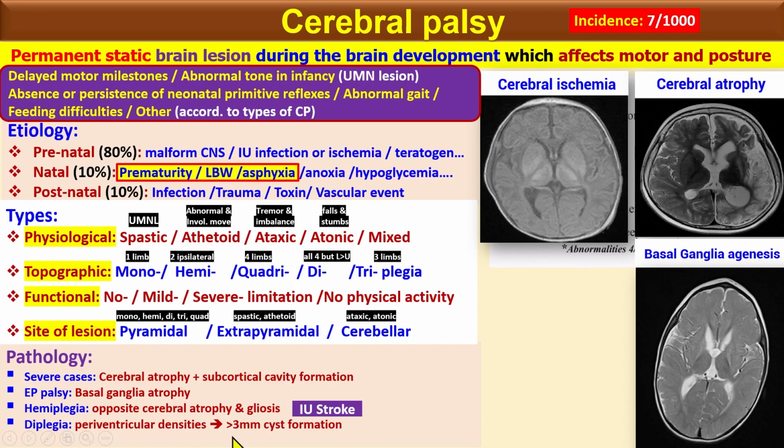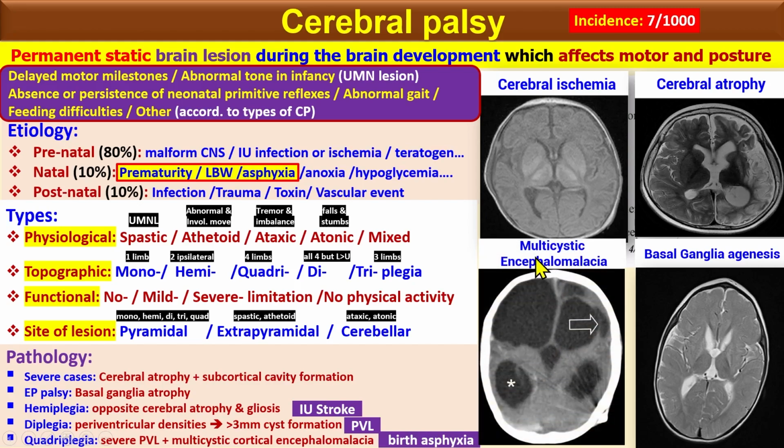In diplegia, we see periventricular leukomalacia, where you see periventricular densities greater than 3 millimeters. They involve cyst formation. So this is the periventricular leukomalacia. Okay, and in quadriplegia, you see severe periventricular leukomalacia plus multicystic cortical encephalomalacia. And quadriplegia is mostly associated with birth asphyxia.